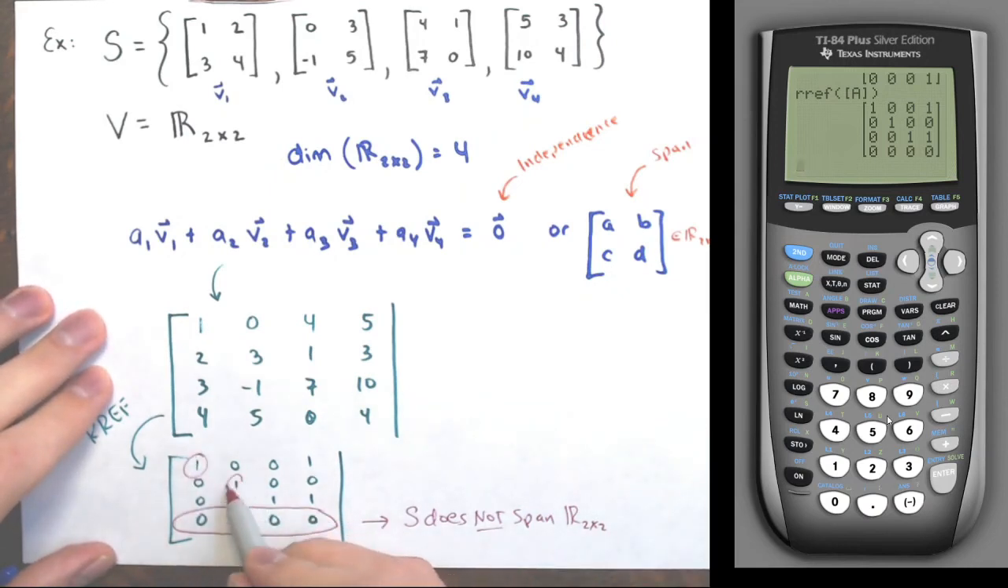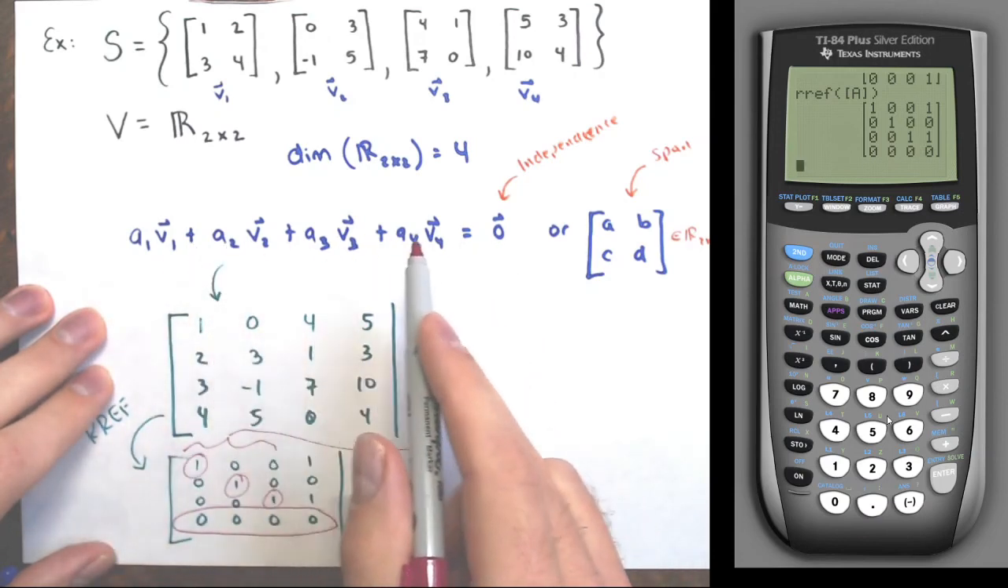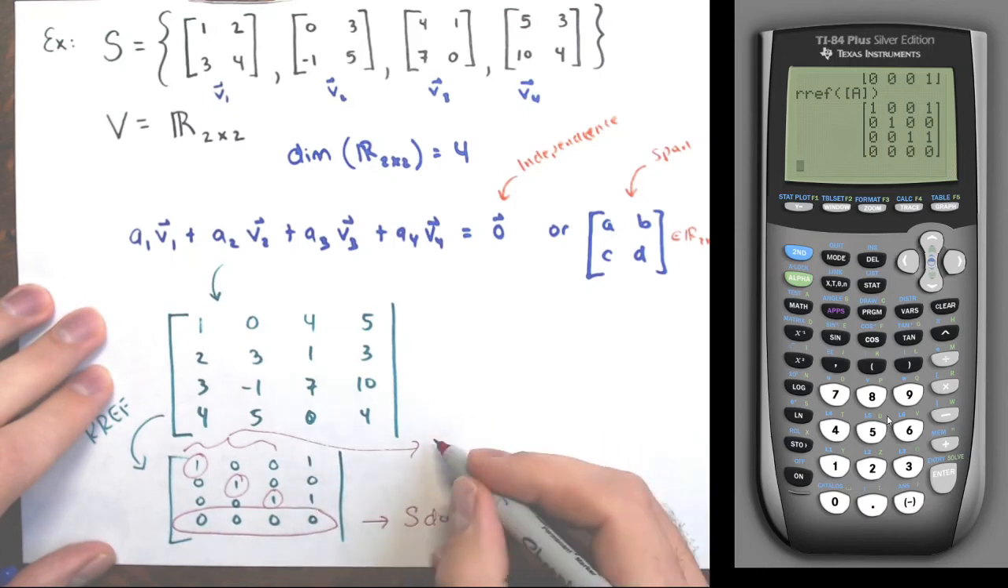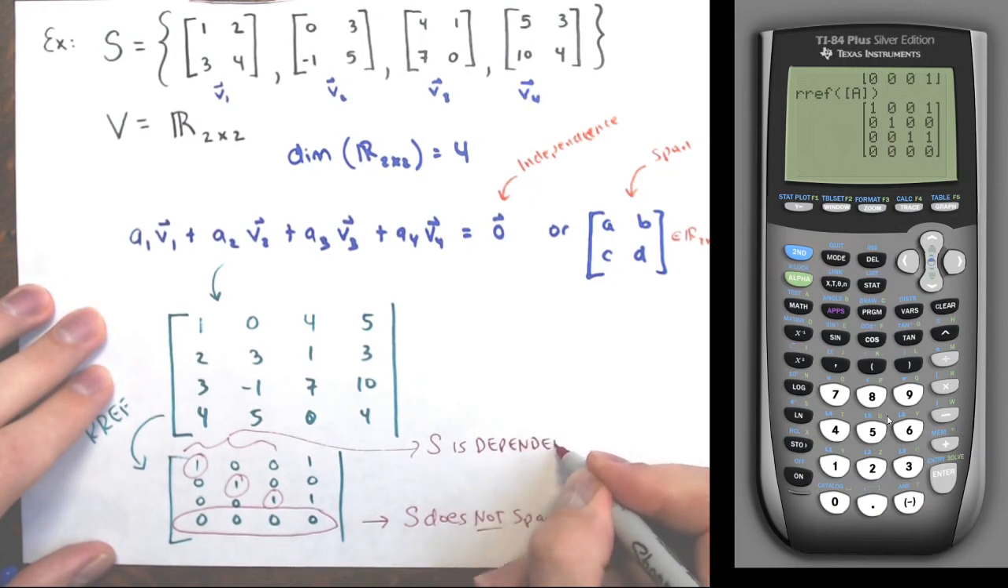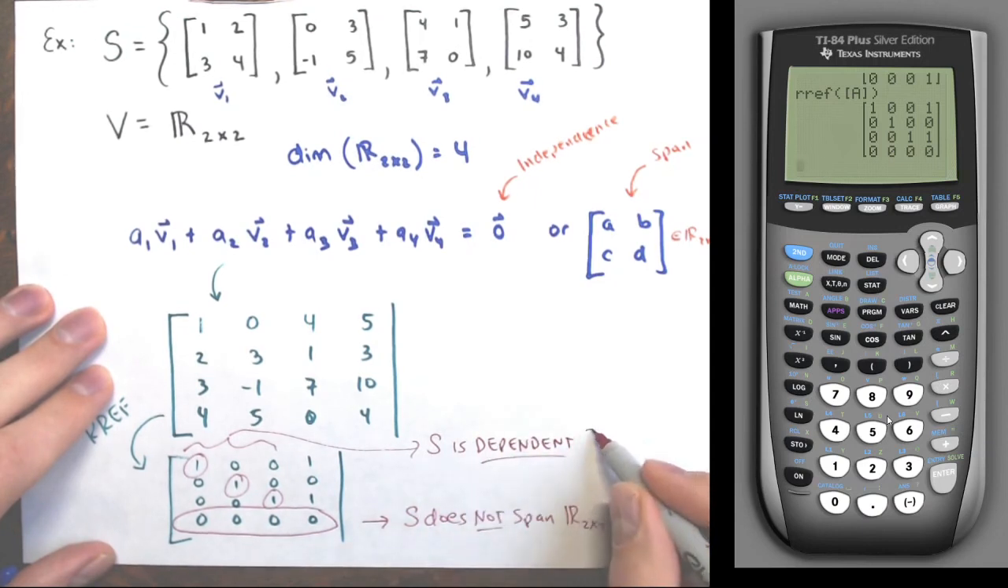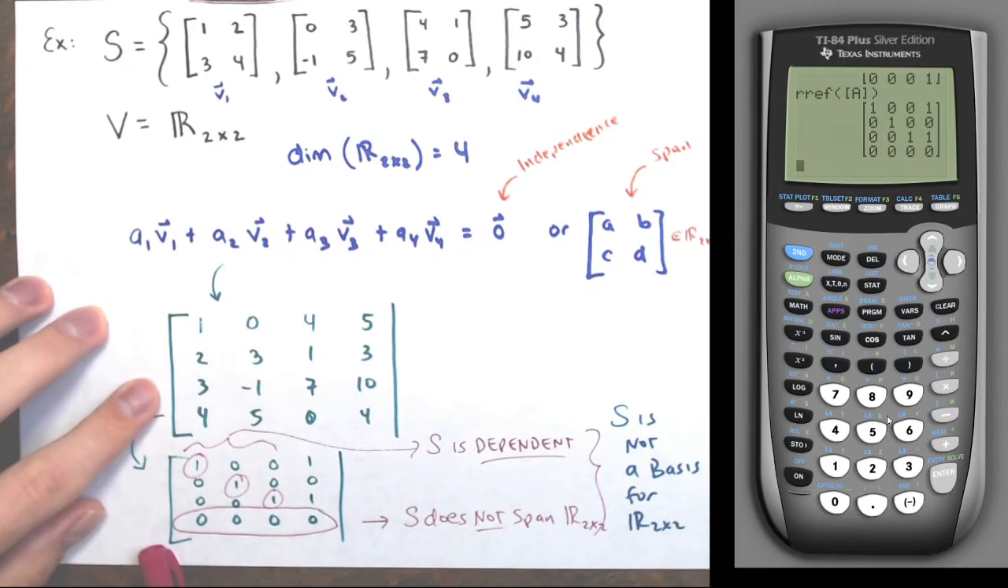Also, not all the columns are pivot columns. There's a column corresponding to the free variable. a4 would be a free variable, and the other three would be basic. From there, I'm seeing that this equation would have infinitely many solutions. I could find solutions other than the trivial solution, because there's this free variable. So S is dependent. So strike on both of those. So for sure here, S is not a basis for R2 by 2.